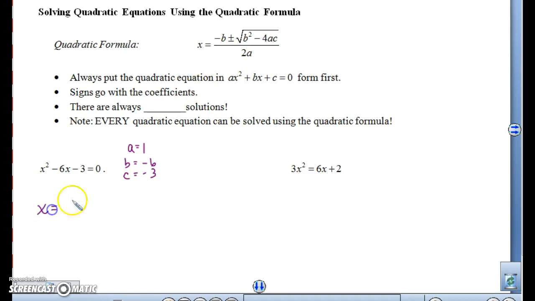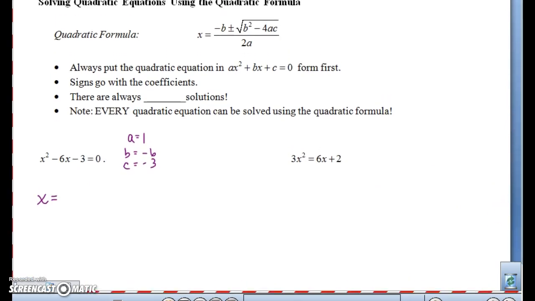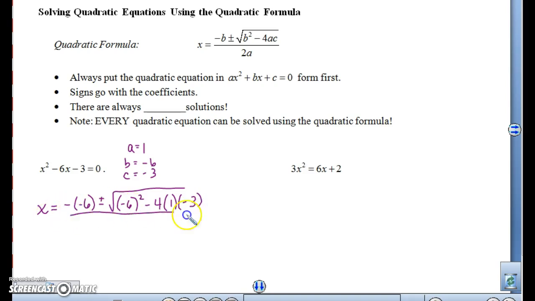X equals, because remember these are always going to be x values when you're done, negative b plus or minus the square root of b squared minus 4ac all over 2a. All right, so negative b will be the negative of negative 6, which will be positive 6 eventually, plus or minus b squared, negative 6 squared. Be careful if you're using your calculator to do that, because make sure it's in parentheses, because it won't square the negative otherwise. Minus 4 times 1 times negative 3 all over 2 times 1.